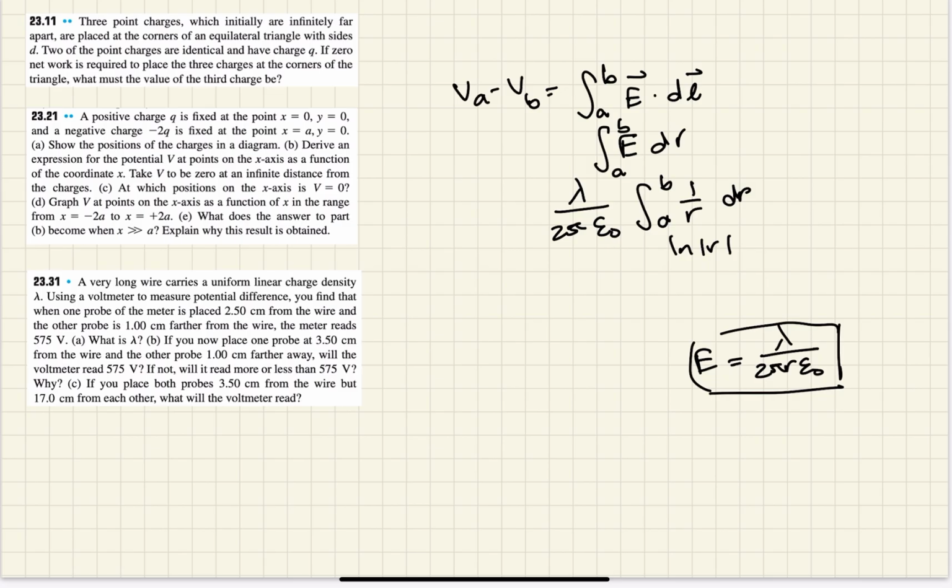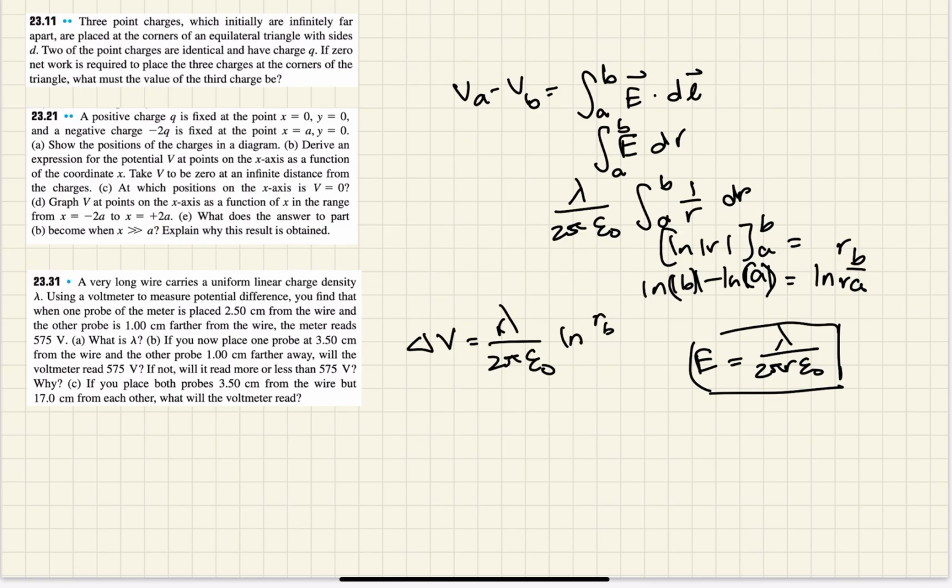Since it's from A to B, you evaluate this as ln of B minus ln of A. In this case, radius is always positive, so we can get rid of the absolute value. And properties of logarithms tell us this is just ln of B over A. In this case, B and A are points, so it would just be the radius at B and the radius at A, which means that the change in potential is equal to lambda over 2 pi epsilon naught times ln of RB over RA. So yeah, that's useful to know.